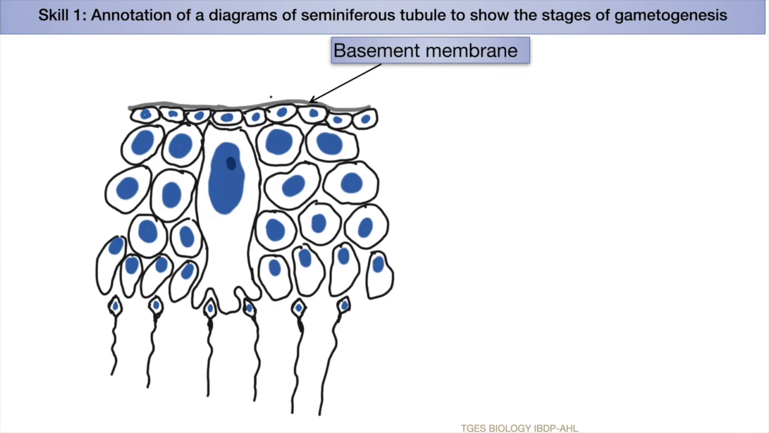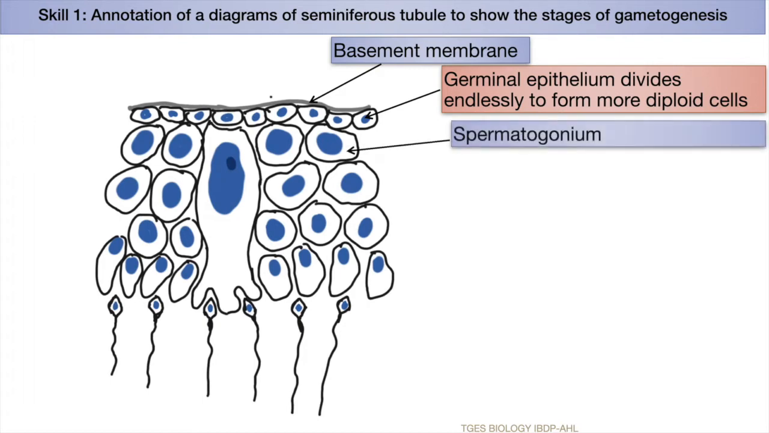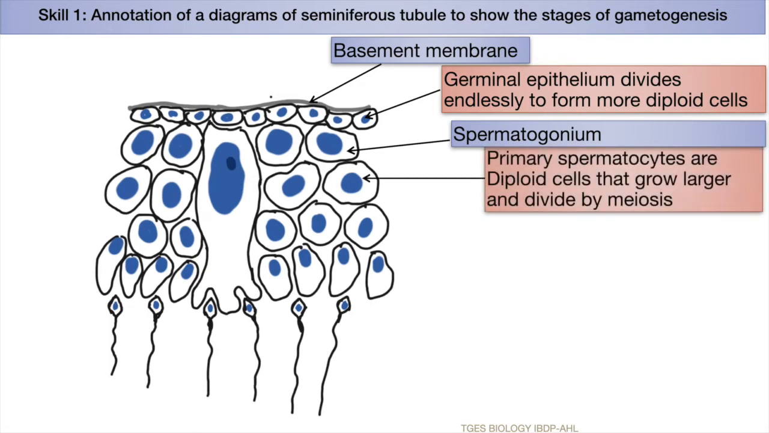The outermost membrane here is the basement membrane on which lie the cells that are the germinal epithelial cells. These cells divide endlessly to form diploid cells. The diploid cells that are formed are called spermatogonia, which then undergo differentiation to form the primary spermatocytes. These primary spermatocytes then undergo meiosis.